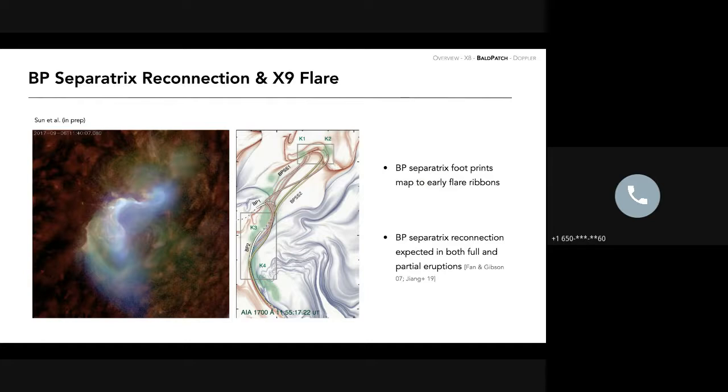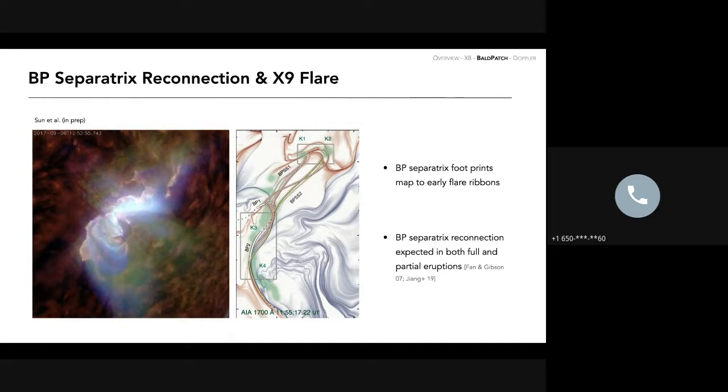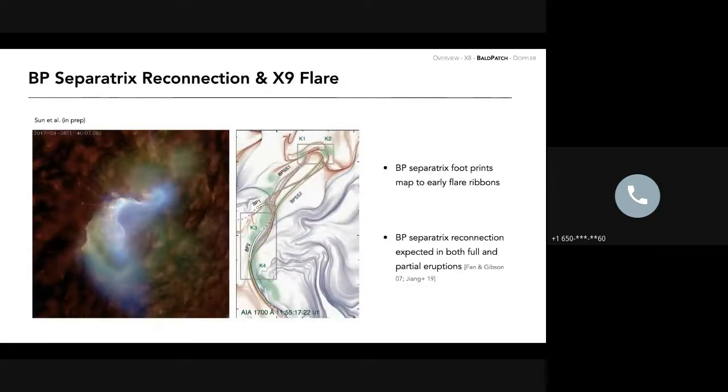If you can click on the movie on the left, or click your mouse once, it should play the movie. So this is a movie of the X9 flare. We use the early evolution of the flare ribbons as evidence for our interpretation of the magnetic topology. The right panel shows the selected field lines traced from bald patch 1 and bald patch 2, those magenta and yellow field lines.